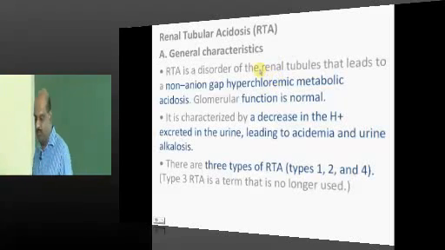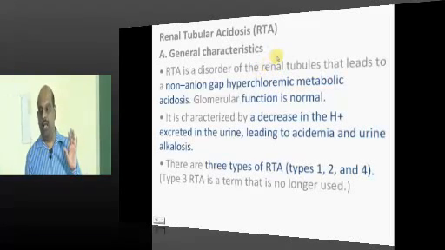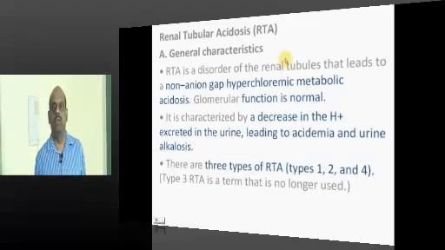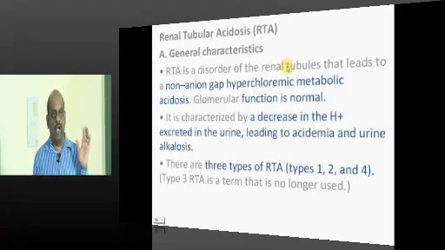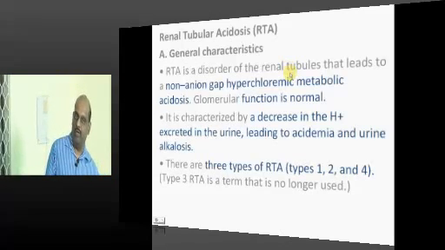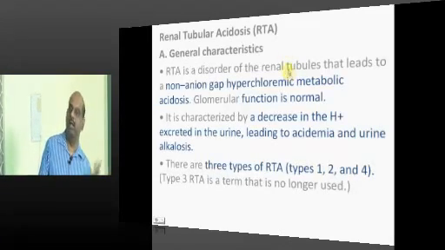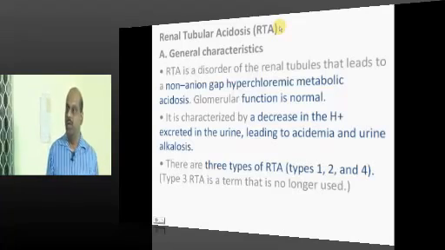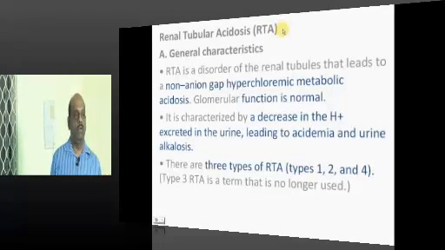Now, renal tubular acidosis. You know, kidney has got one head and one tail. You have a proximal tubule, distal tubule. What is the purpose of proximal tubule basically?